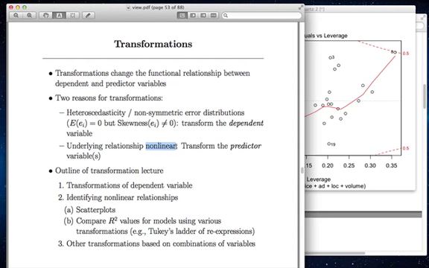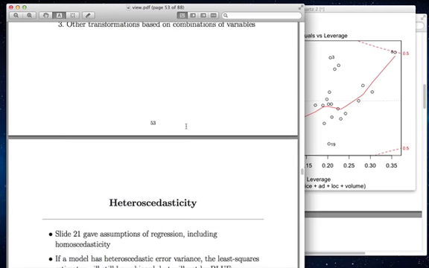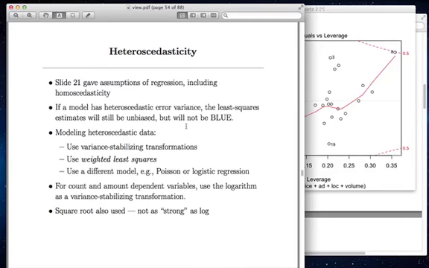This is really important. So when you've got heteroscedasticity, you transform the dependent variable. When you've got a nonlinear relationship, you transform the independent variable. So sometimes you'll have to do both, but the reason you transform the dependent variable is to address heteroscedasticity, and the reason you transform independent variables is to address nonlinear relationships. So let's talk about the heteroscedasticity problem first.